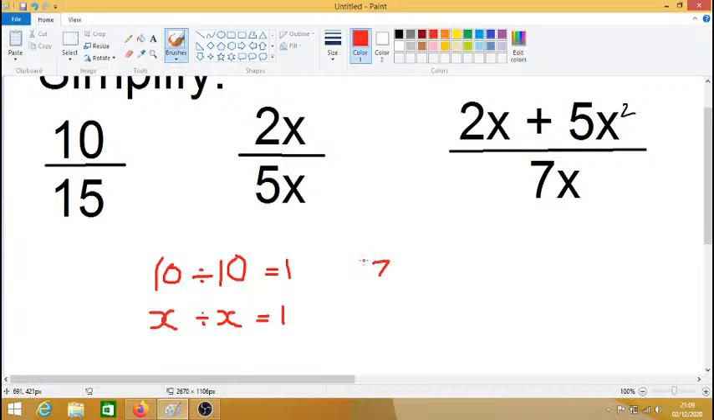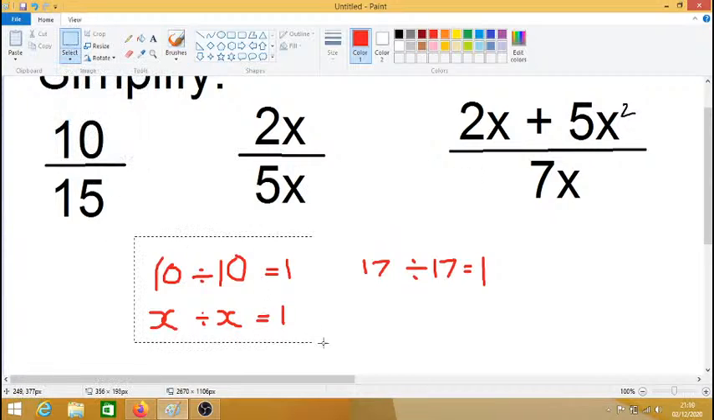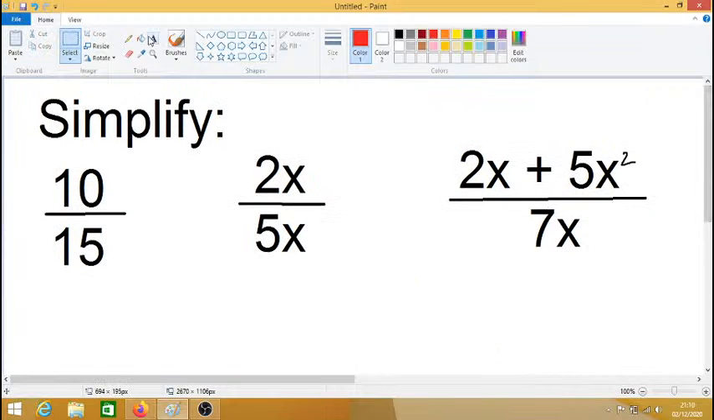17 divided by 17, it's the same number divided by the same number. It's always going to give you 1. So when you're looking at a fraction, whether it's 10 over 15, 2x over 5x, 2x plus 5x squared over 7x, if you can try and make it look like the same number divided by the same number, at least in part of the fraction, then you know that part is going to divide and become 1, which will make it much, much simpler to write the fraction.